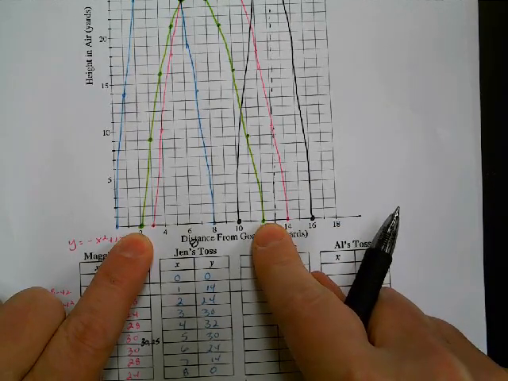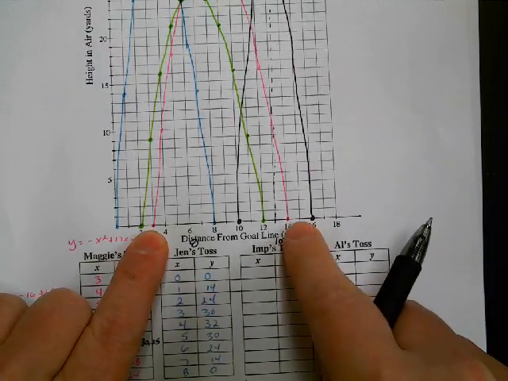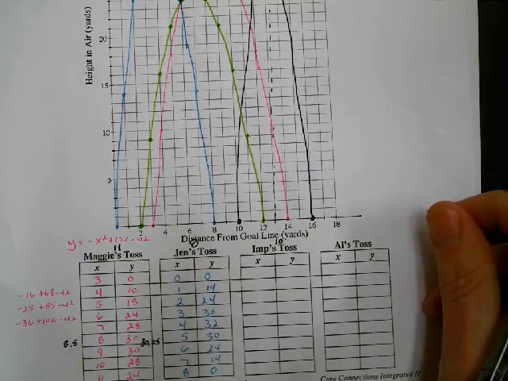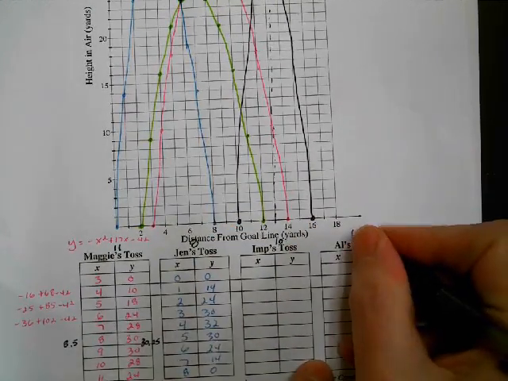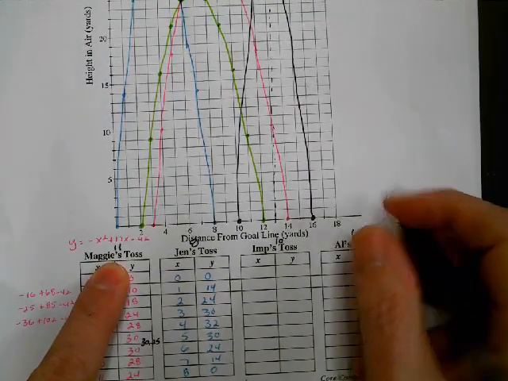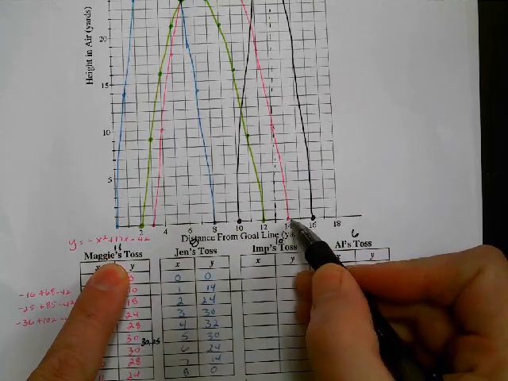Maggie's going from 3 to 14. That's a distance of 11. And Al went from 10 to 16. That's a distance of 6. So it looks like Maggie's toss went the longest distance. It went from 3 yards all the way over here and landed at 14 yards. So she has the longest distance. Yay, we did math.